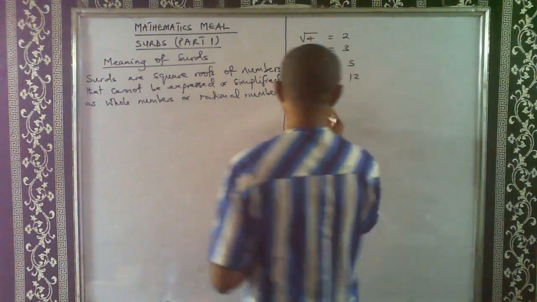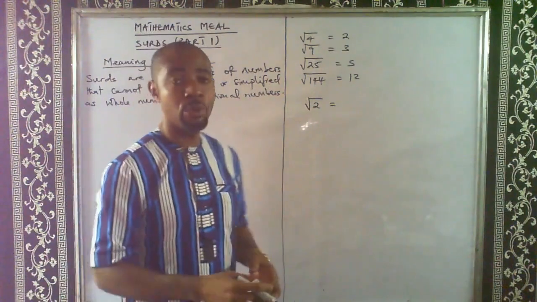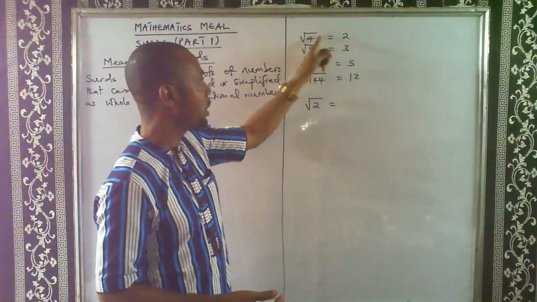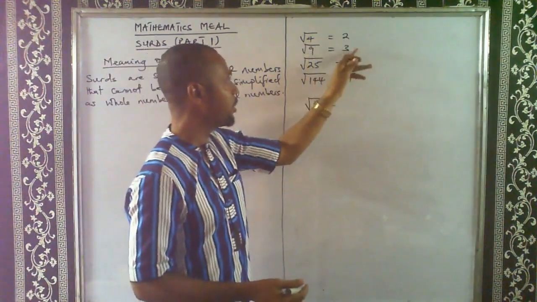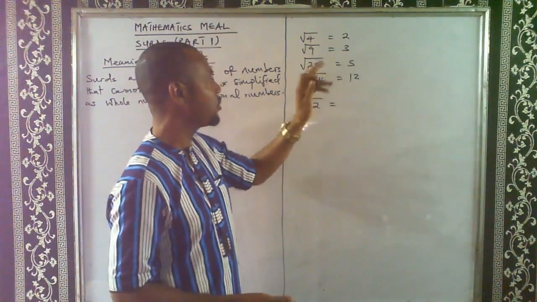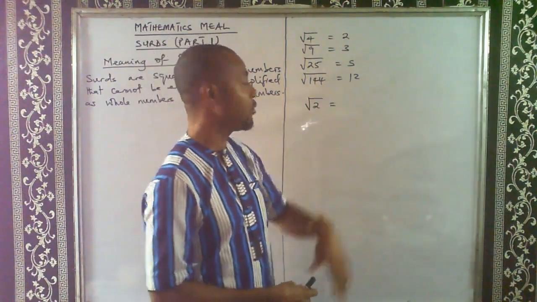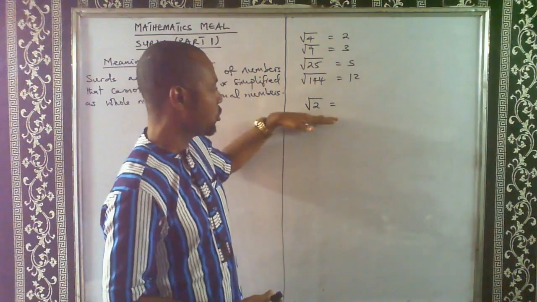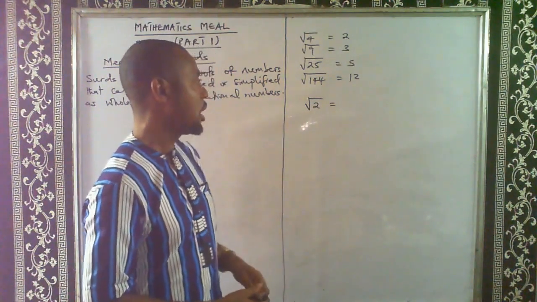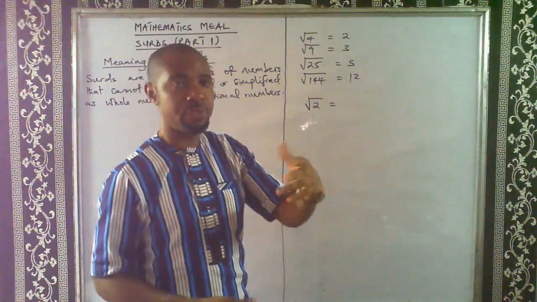For example, if we have the square root of 2, I know someone wants to say 1. No. The square root of 2 is not 1 because 1 times 1 will not give us 2. The square root of 4 is 2 because 2 times 2 gives us 4. The square root of 9 is 3 because 3 times 3 gives us 9. The square root of 25 is 5 because 5 times 5 is 25. And the square root of 144 is 12 because 12 times 12 gives us 144. But the square root of 2 is not 1 because 1 times 1 will not give us 2. So the square root of 2 cannot be expressed as a whole number.